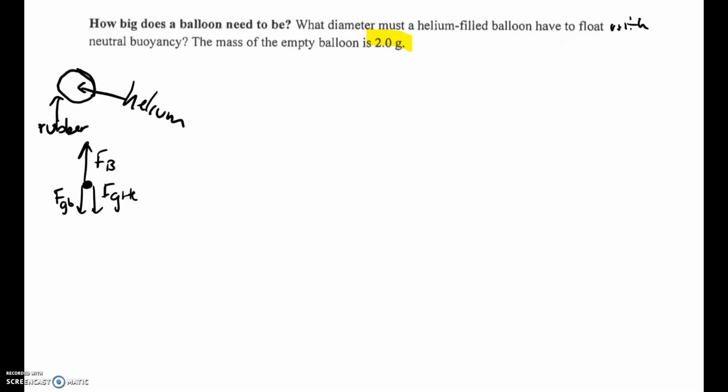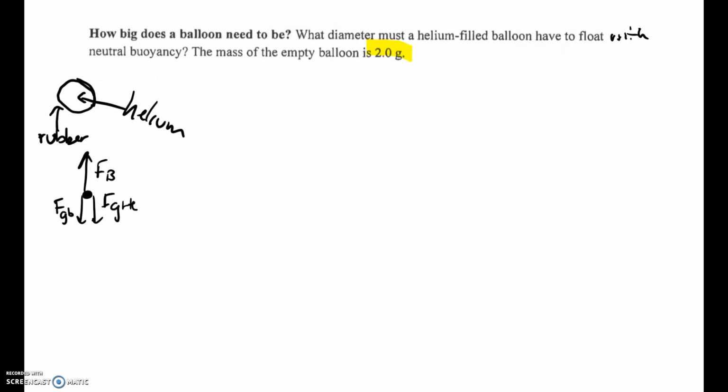All right, so let's write an equation then. We're applying Newton's second law. We've got the weight of the balloon plus the weight of the helium, so that's the mass of helium times g, is equal to the weight of the fluid displaced. And the fluid displaced here is going to be air. So it's the mass of air times g.